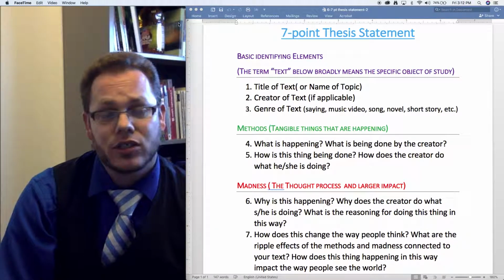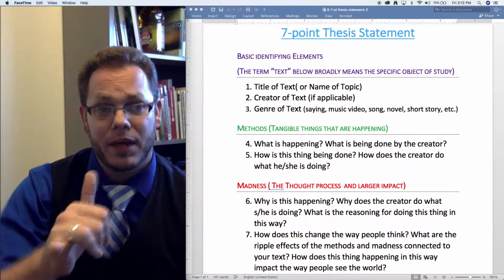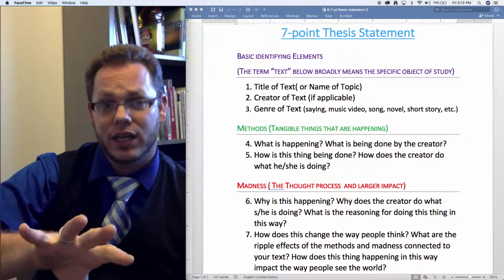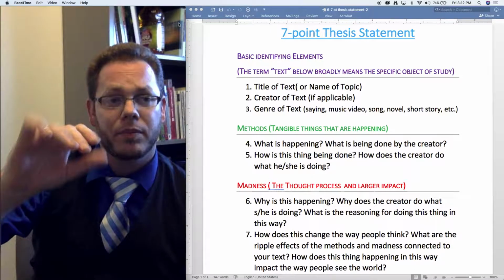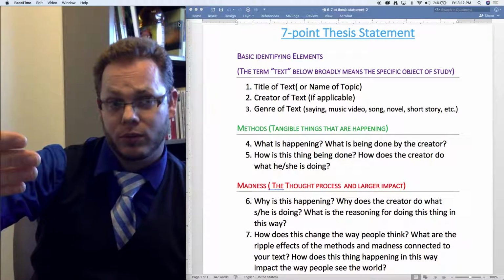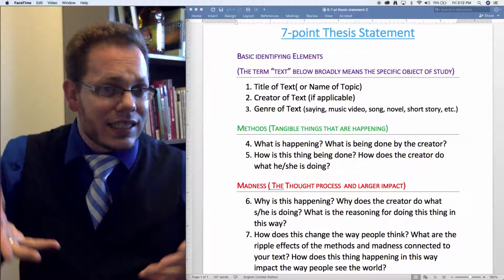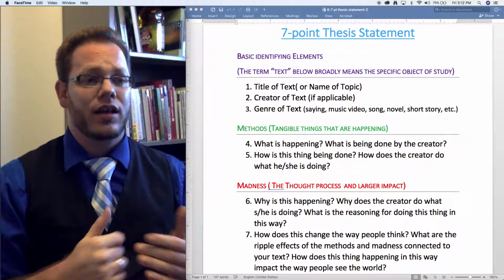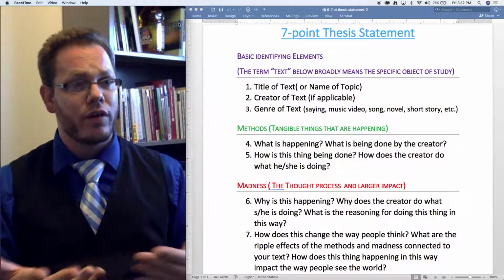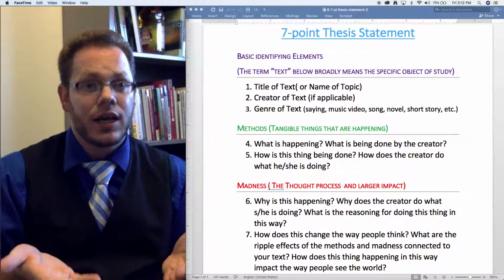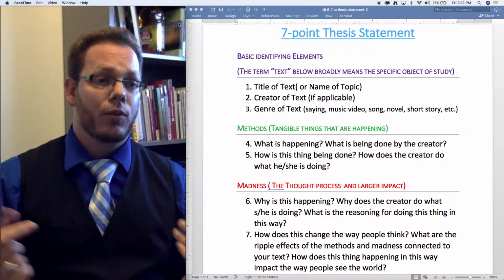The second section has to do with methods, and so then methods and madness. Methods are more tangible and more obvious, but they're starting to shift into analysis. You are doing some interpretive work. It's just not as deep yet. But usually point 4 or 5, depending on how you frame it, is still kind of reporting with a soft analysis.